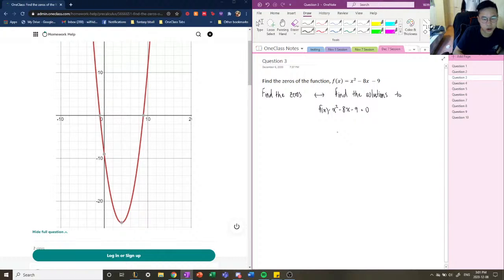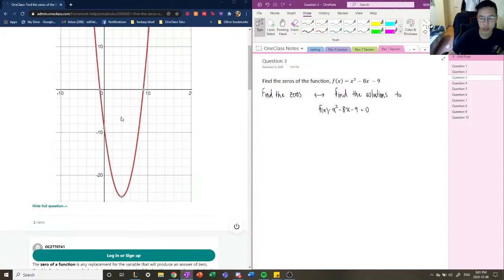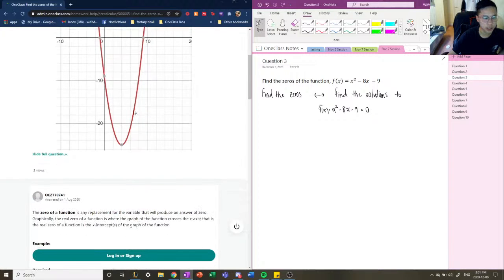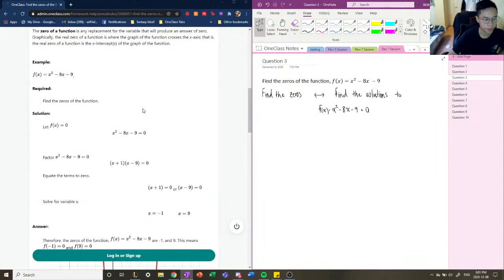Yet again, you can apply the visual method of locating where the graph is equal to 0 and finding those points manually. Or you can use factoring or the quadratic formula to find the zeros. In this case, we're going to use factoring. So we're going to set our equation out first. Let f of x equal 0. So that means that x squared minus 8x minus 9 equals 0.